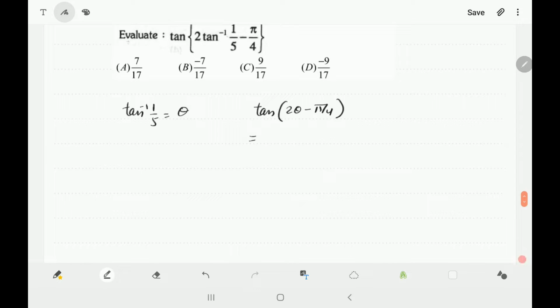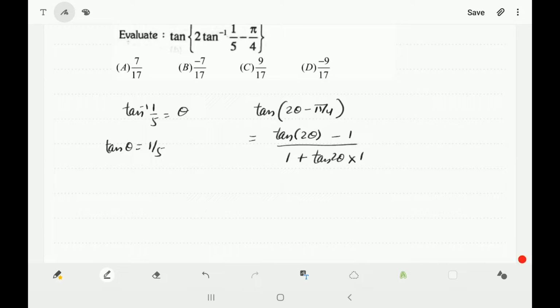Now we already know the formula of tan of A minus B. So tan of A minus B is tan A minus tan B, upon 1 plus tan A tan B. So tan 2 theta minus 1, upon 1 plus tan 2 theta into 1, because tan pi by 4 is 1. Now we need to have the value of tan 2 theta. Now tan theta is 1 by 5, because tan inverse 1 by 5 is theta, considering that theta lies in the open interval minus pi by 2 to pi by 2.